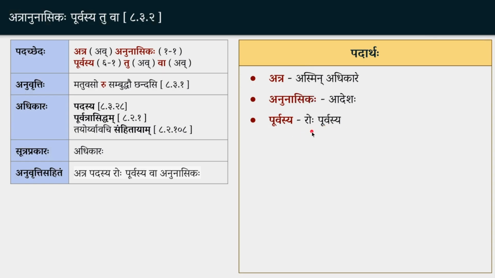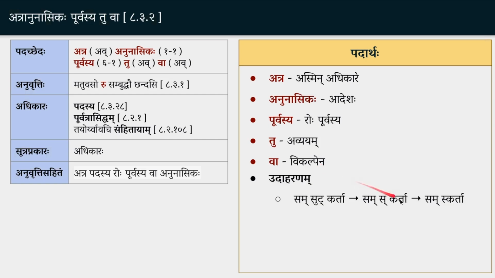Atra ru iti stapidam. Asmin adhikare ru ityasya vidhanam bhavati. Ru vidhanat param ru roho purvam yedasti tasya anunasikaha adeshaha bhavati iti uchyate. Atra vikalpena bhavati. So now let's take that particular form.